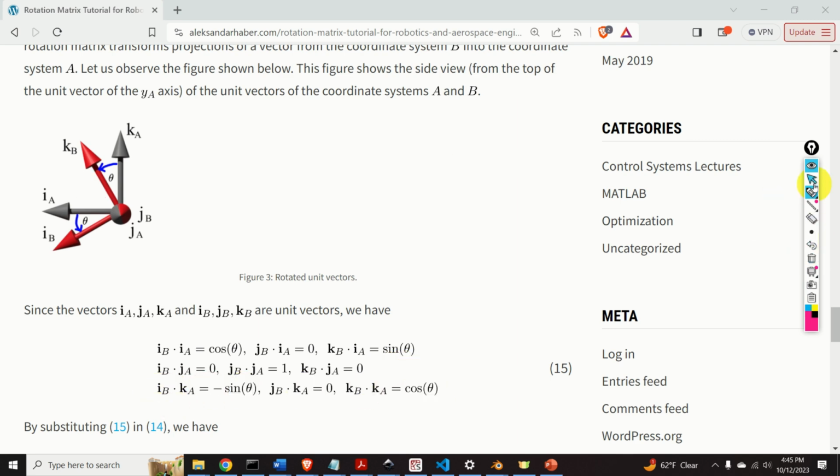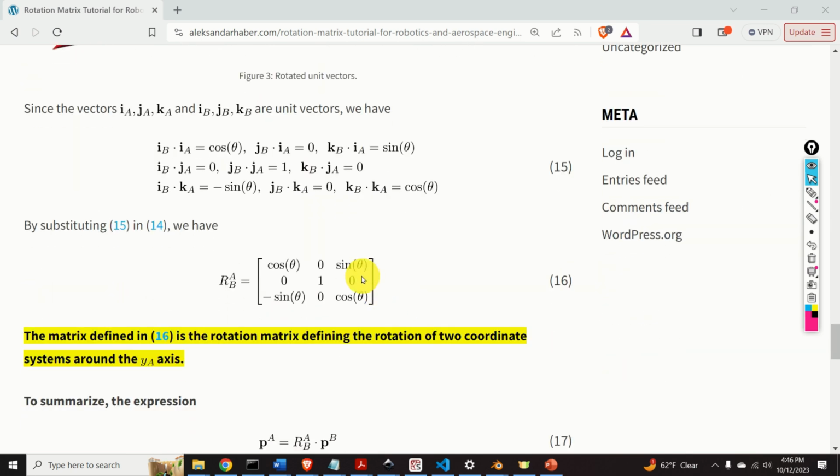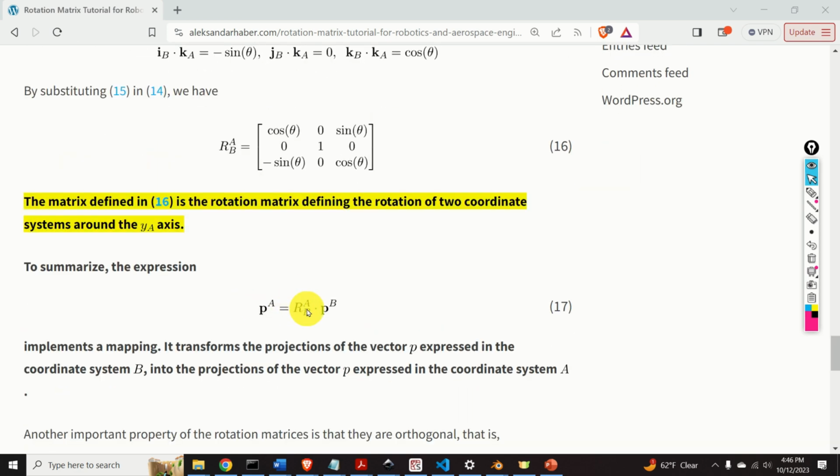Next, let us substitute these expressions in the rotation matrix over here. And as the result, we obtain this matrix. This matrix is the rotation matrix defining the rotation of two coordinate systems around the y-axis. To summarize, this expression implements a mapping. It transforms the projections of the vector p expressed in the coordinate system B into the projections of the vector p expressed in the coordinate system A.